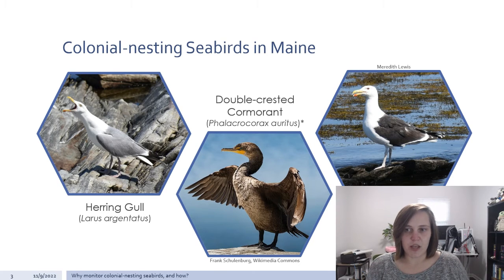So, as part of the project that my master's research contributed to, our team developed methodologies to assist biologists in Maine who monitor the status of seabird populations on coastal islands. And there are inherent issues in monitoring nesting birds.